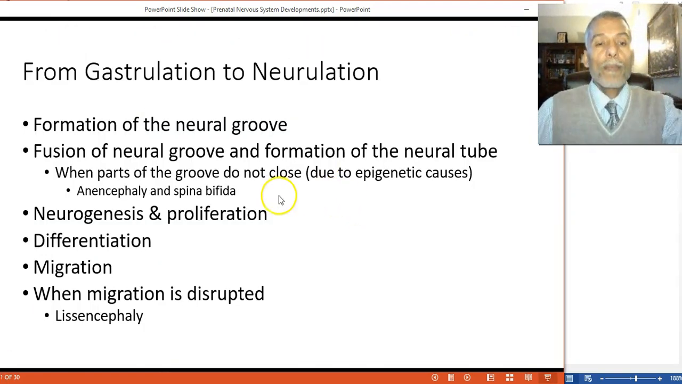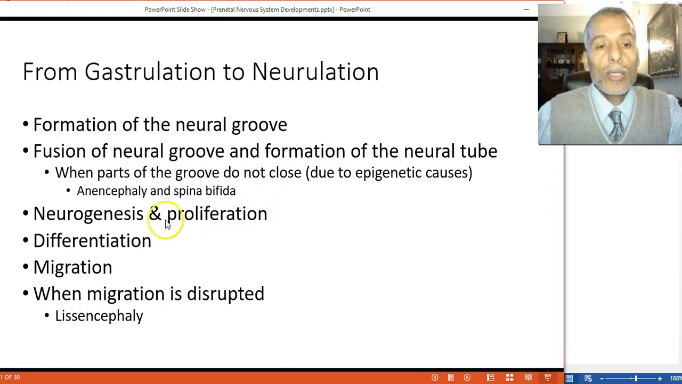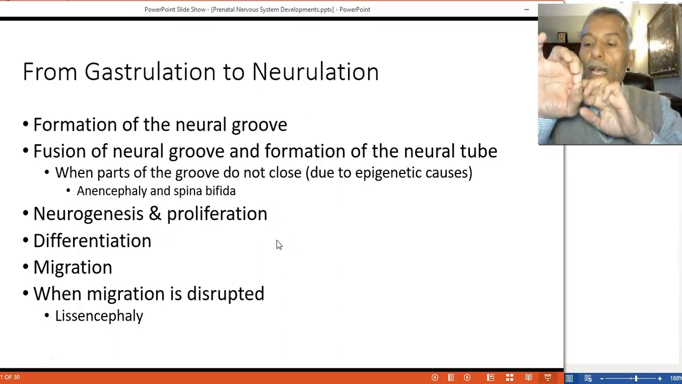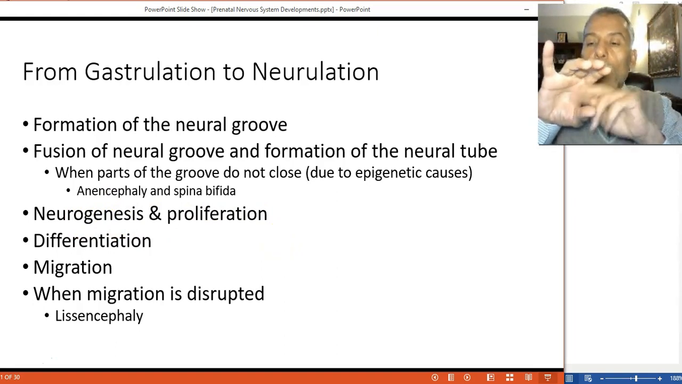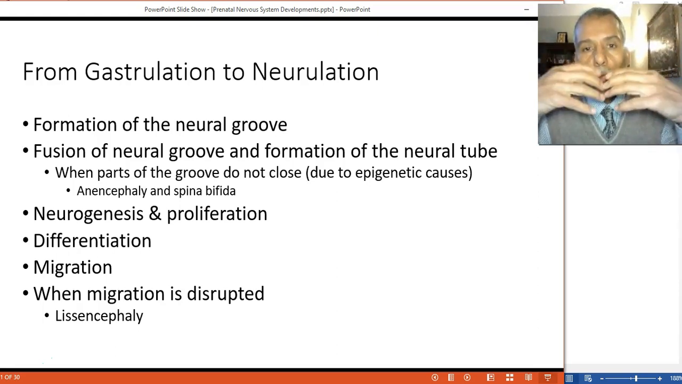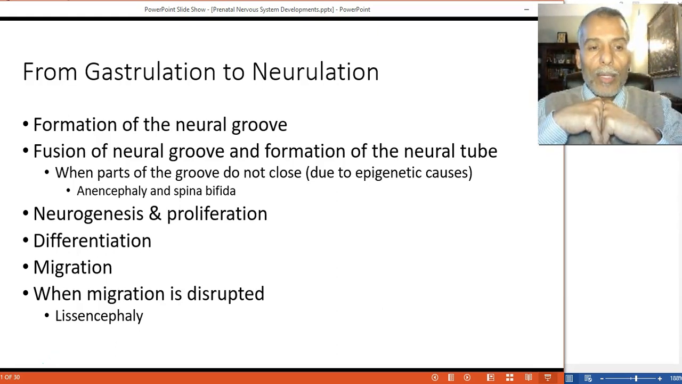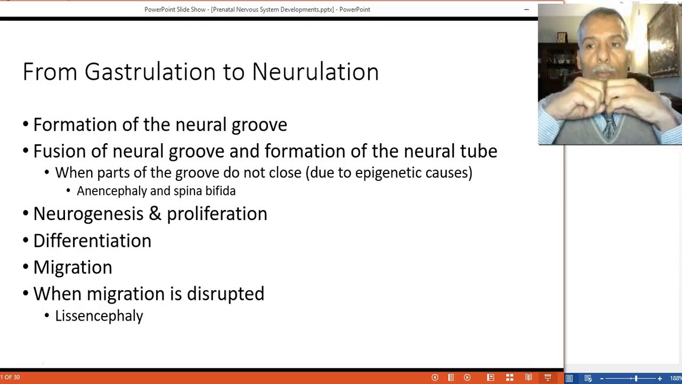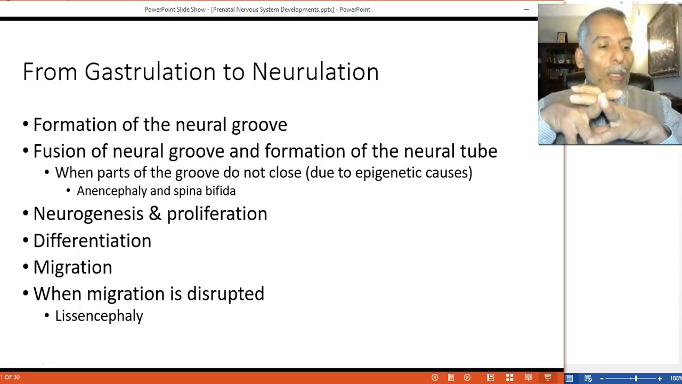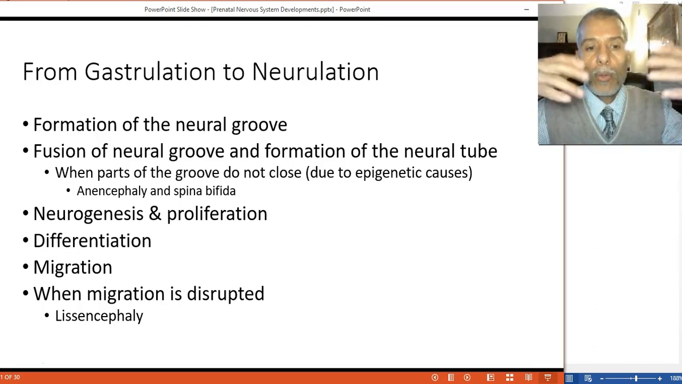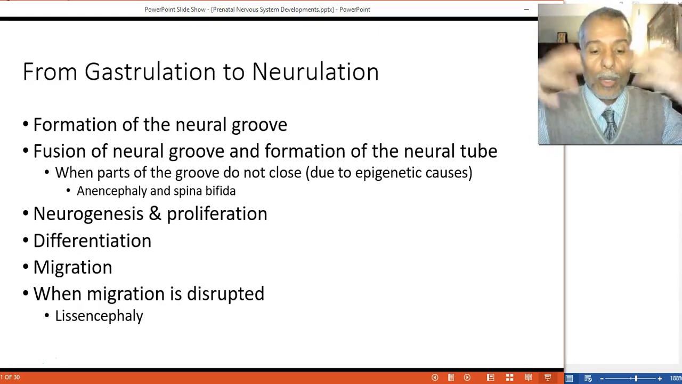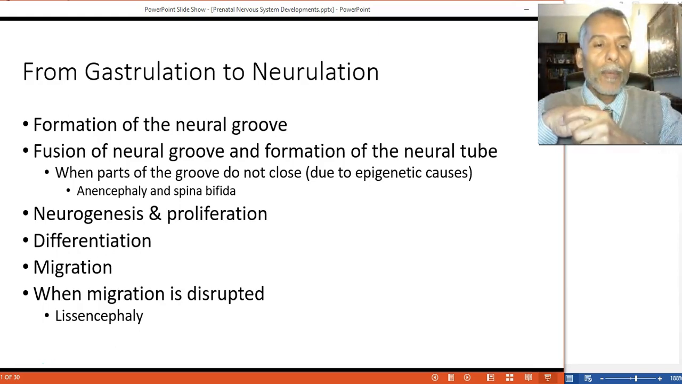So then, once the neural tube is formed, neurons and glial cells are born inside, and immediately, as they are born, they start to migrate. They proliferate very, very quickly. About 250,000 neurons are born every minute. Because you want to have close to 200 billion, you continue producing them really rapidly.